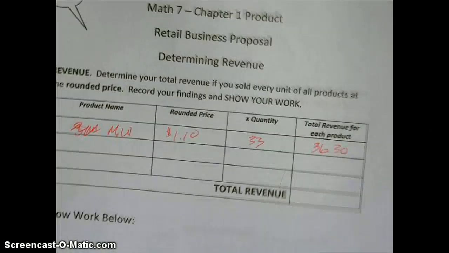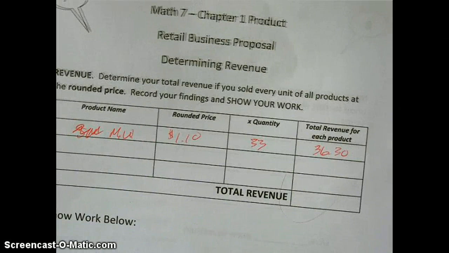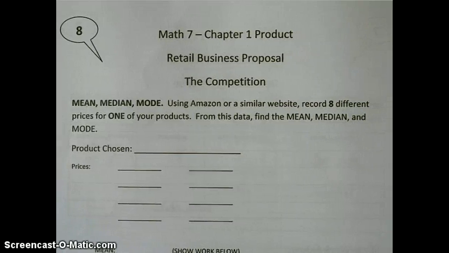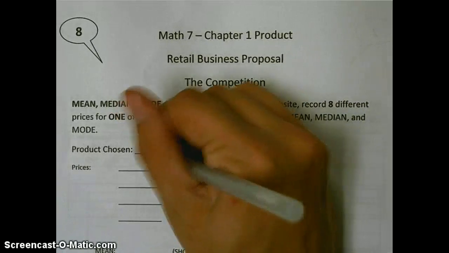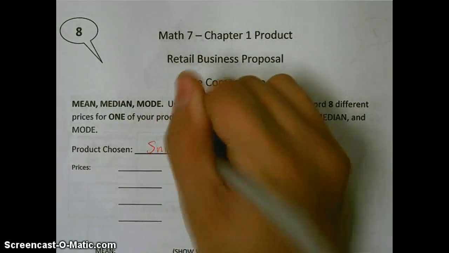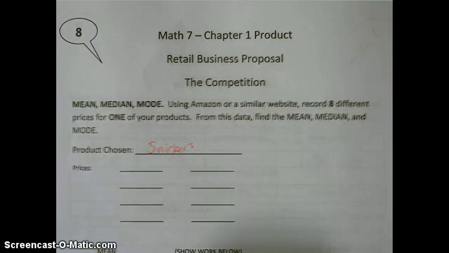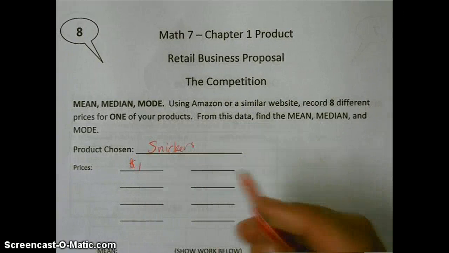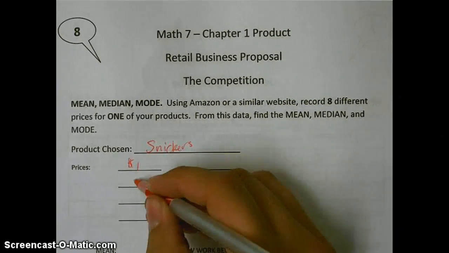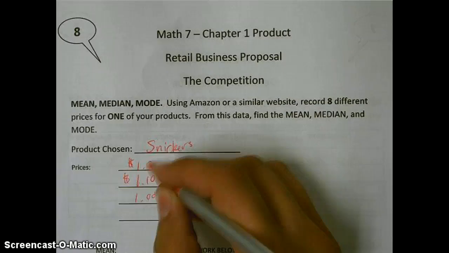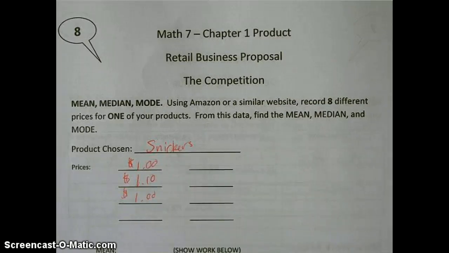Part 8 says we want to look at the competition. Okay? That one's a little bit more difficult, I guess, because you have to do some research. You have to find 8 different prices for one of your products. So you pick one. So I'm going to pick Snickers. Right? I'm going to find 8 different Snickers prices. Now, they can be some of the same. Say I go to Amazon, and Amazon is $1. And then I go to that other one I had just a second ago, and that one's $1.10. And I go to a third website, and that's also $1. That's okay. You can have multiples. That's going to help your mode, right, and help you find a mode. So good. Hopefully that gives you a little heads up on this.